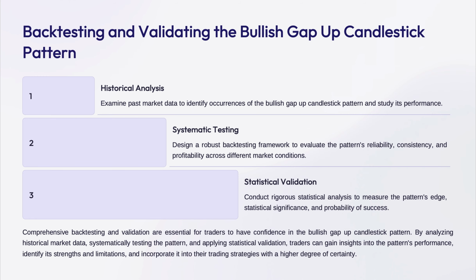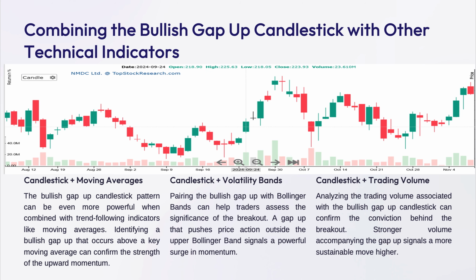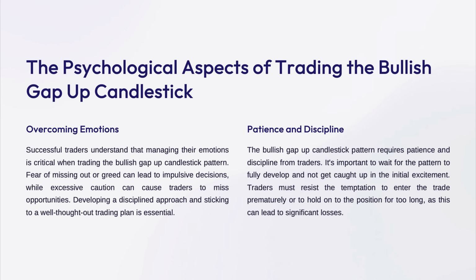When I say stats, you can take the mean or averages or standard deviations, how it is happening. Based on that you can also do the trades, but that is a very long thing. The video will take a very long time, but let's go ahead. Combining the bullish gap up candlesticks with other technical indicators, you can include moving averages, candlestick plus moving average, candlestick plus volatility bands like Bollinger Bands, candlesticks plus trading volume. You can take whatever you like, and include as many as possible.